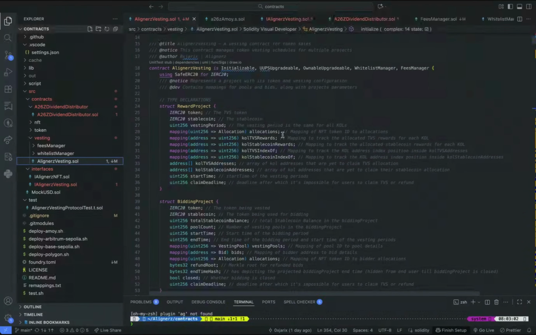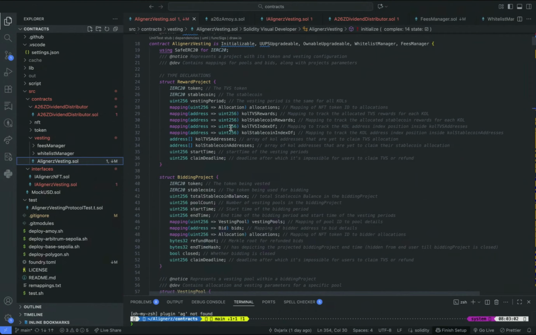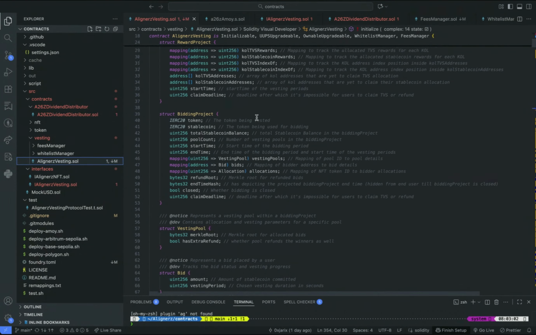Okay, and that's the struct for a reward project. That's the struct for a bidding project.